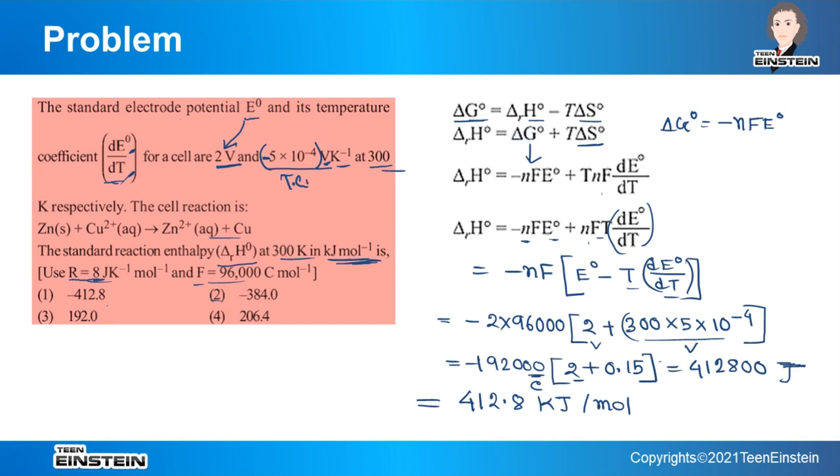Here the unit is C and here the unit is V. We know that joule is charge into volt, so finally it is converted to the unit joule. So it is matching with which option? It is matching with the first option. It is a negative sign. Volt into coulomb will be joule.